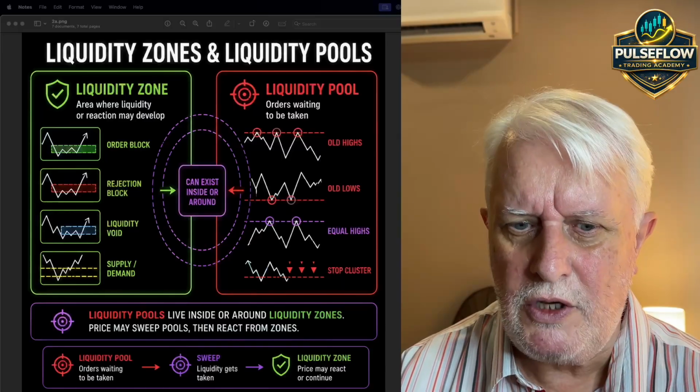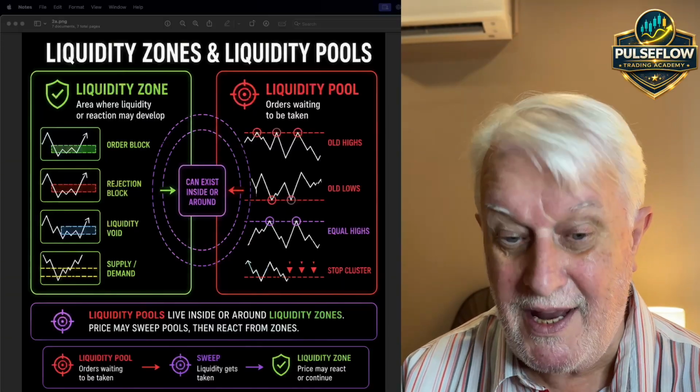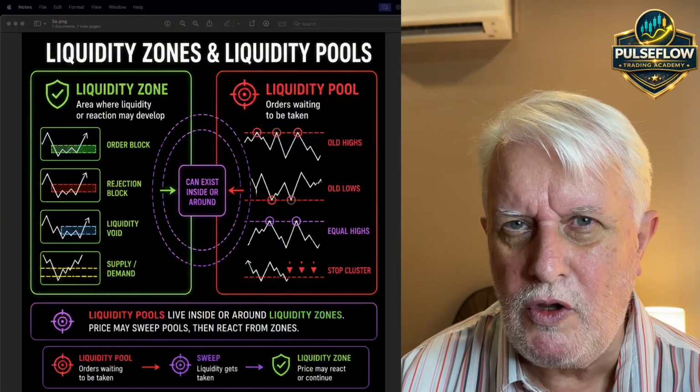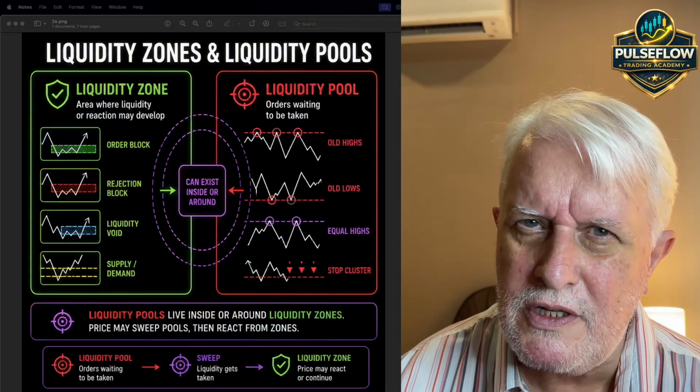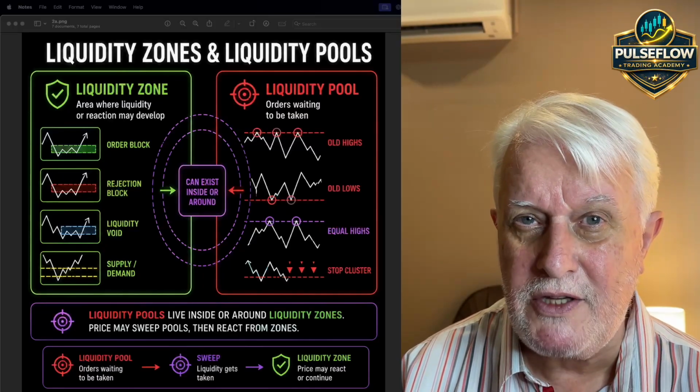Okay, what is a liquidity zone? A liquidity zone is an area where orders may matter. Not one magic line, an area. Old highs, old lows, equal highs, equal lows, order blocks, rejection blocks, liquidity voids, demand and supply zones.